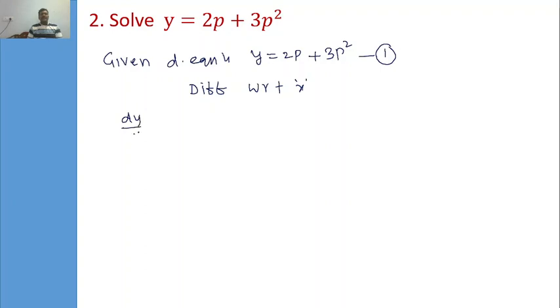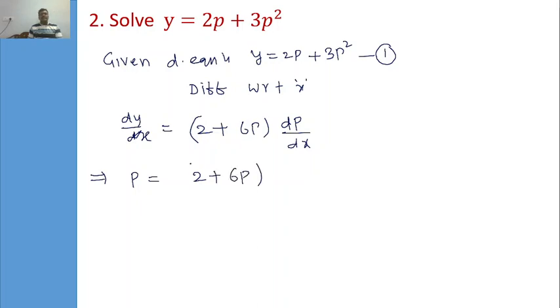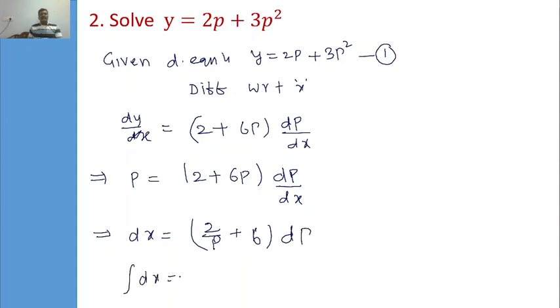dy by dx equal to 2 plus 3p square derivative 6p, p derivative dp by dx. We know that dy by dx equals p, so p equal to 2 plus 6p into dp by dx. So dx equal to 2 by p plus 6p by p, which is nothing but 6, into dp. Integrate: integral of dx equal to integral of 2 by p plus 6 into dp plus c.